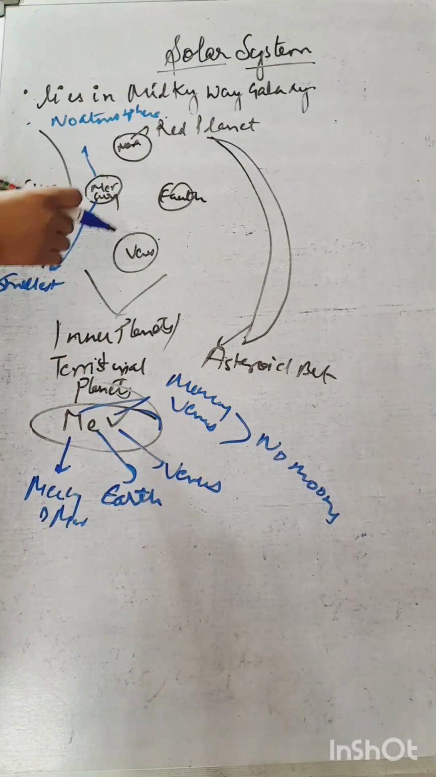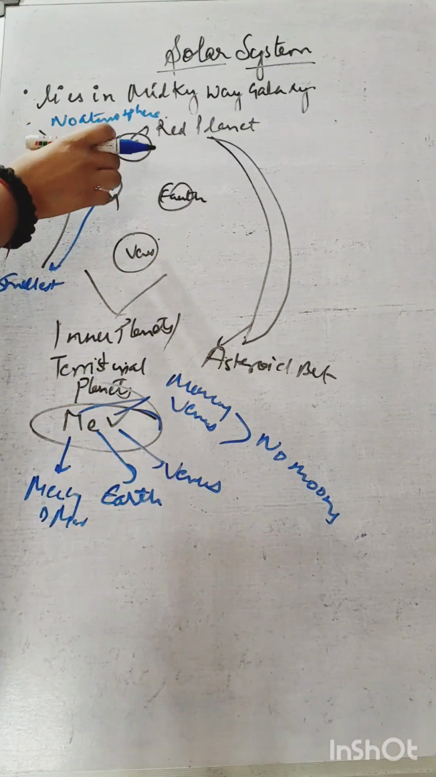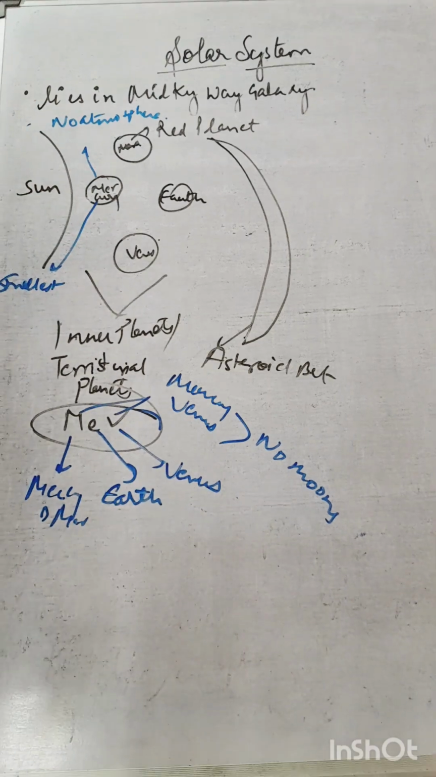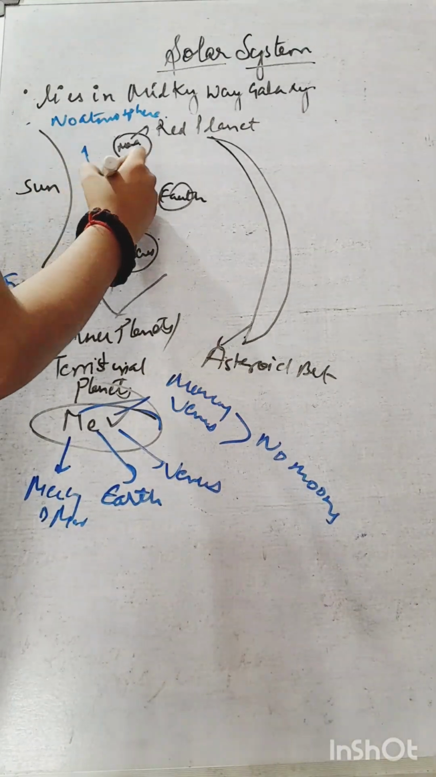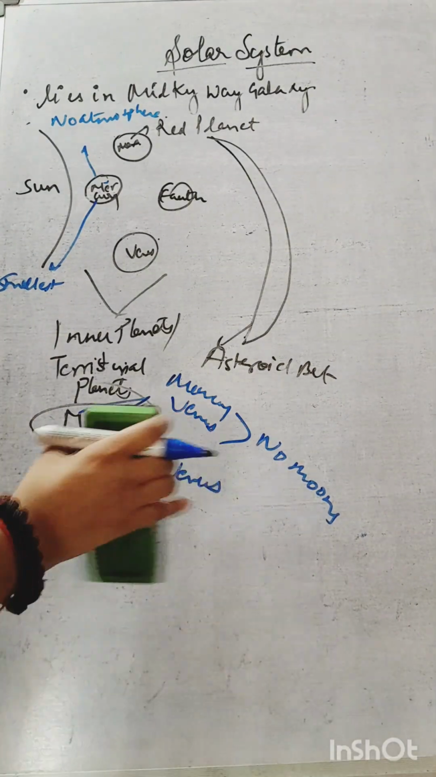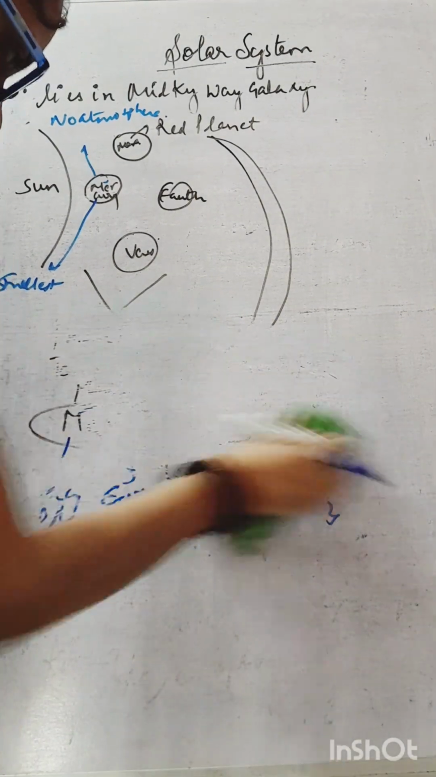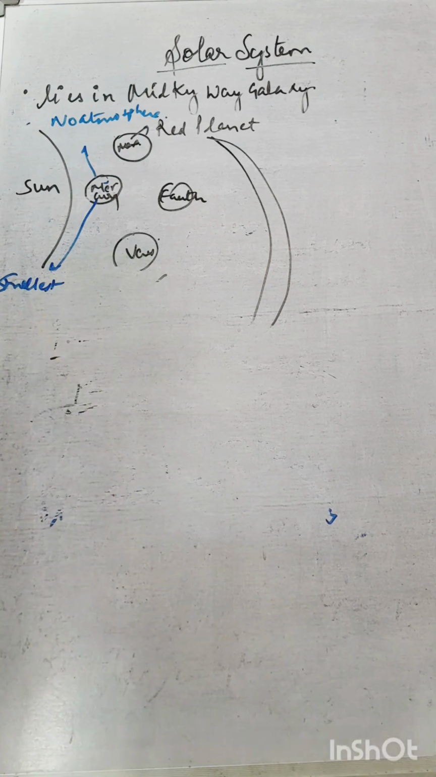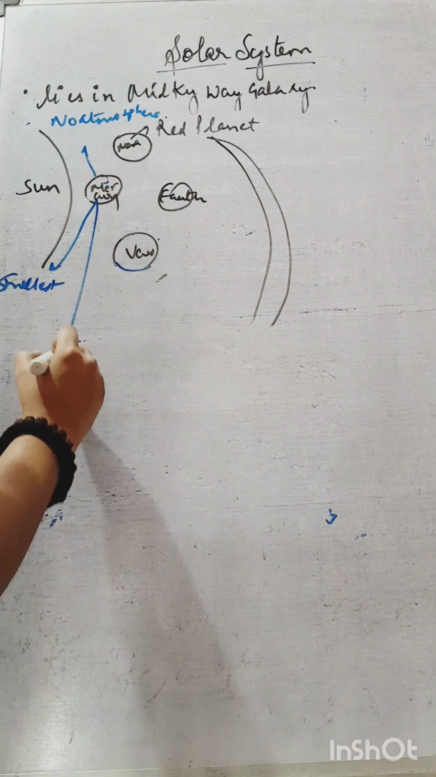Also, because Mercury is very close to the sun, its revolution will be very fast. So Mercury is a planet which has the shortest year.